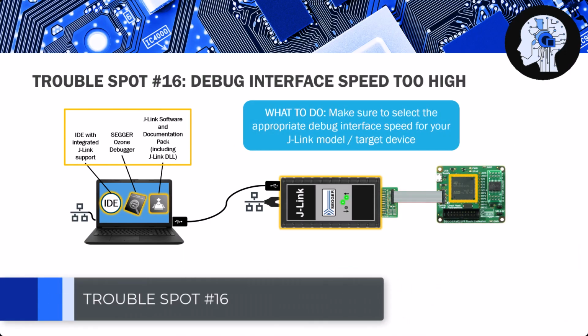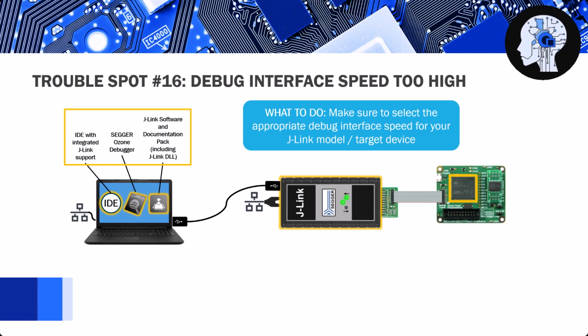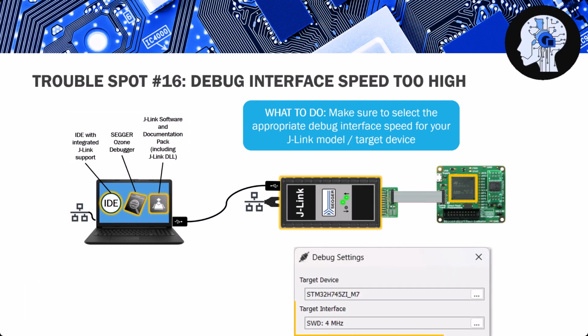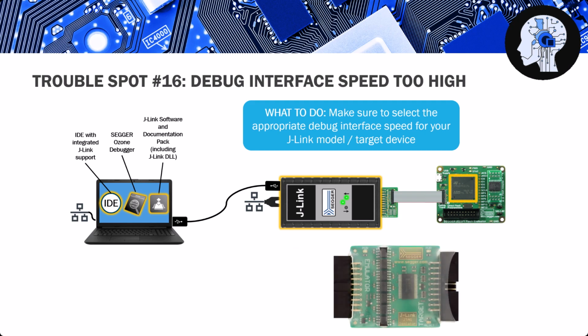Selecting a debug interface speed that is too high can cause trouble with the connection. Make sure to select the appropriate debug interface speed for your J-Link model and target device. Note that using an SWD or JTAG isolator board puts a cap on the maximum interface speed.